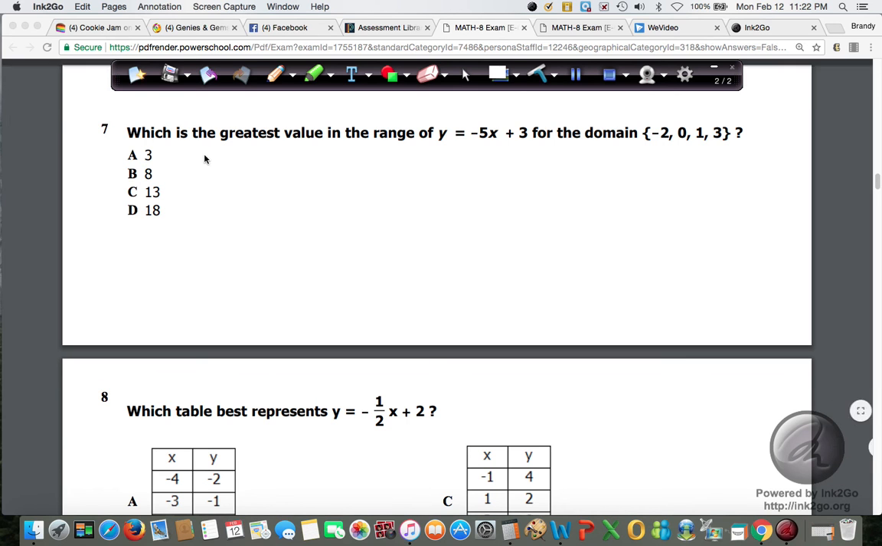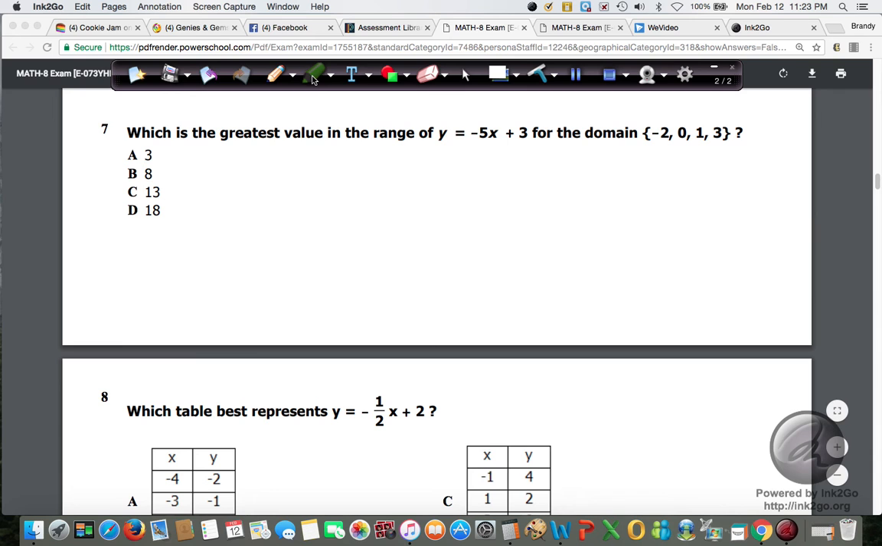Alrighty, number 7. Which is the greatest value in the range of y equals -5x plus 3 for the domain, the set of numbers -2, 0, 1, and 3? This is a very complicated question. They ask it in the worst way possible, but this is actually a released question, meaning the state used this on an SOL test a few years ago. They gave it to us so you guys could practice.